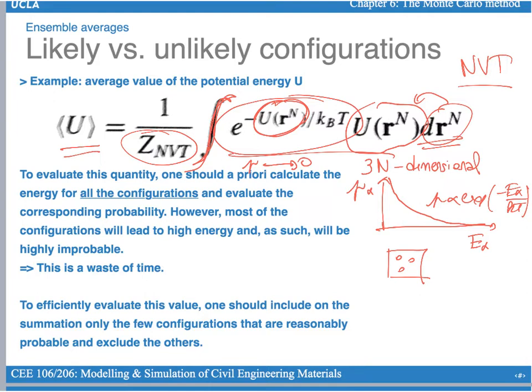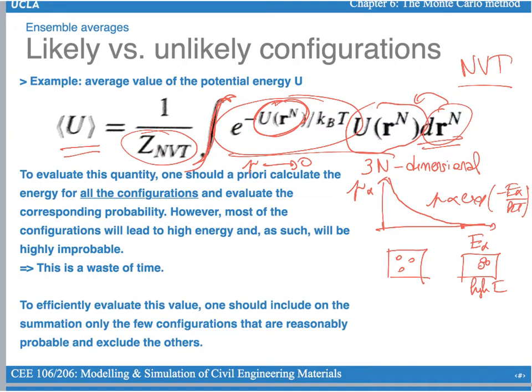The atoms are not overlapping or anything like this. But in most configurations, for example, you can have something like this, where the atoms are very close to each other or maybe overlap with each other. In that case, the energy will be pretty high.